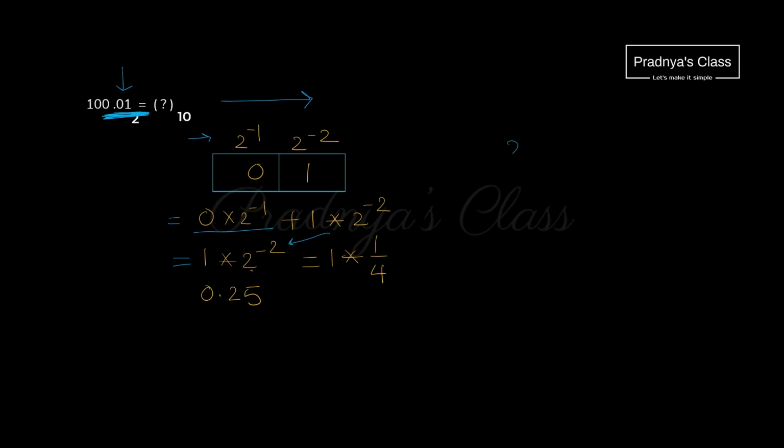How to calculate the negative power? First we need to make it positive. How to make it positive? By writing it to the denominator. Now you can solve this. It is 1 divided by 4. It will be 0.25.